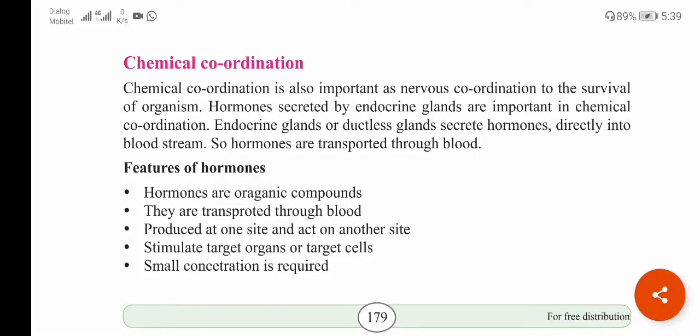Hi, grade 11 students. Today we are going to discuss chemical coordination. Like nervous coordination, chemical coordination is also very important for the survival of the organisms. Actually, the hormones that are secreted by the endocrine glands are important in chemical coordination, right?